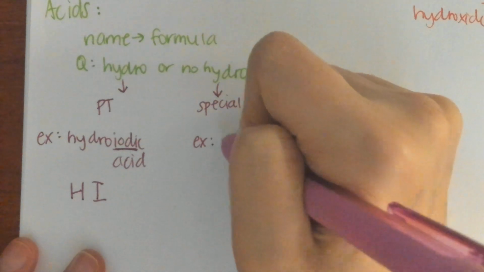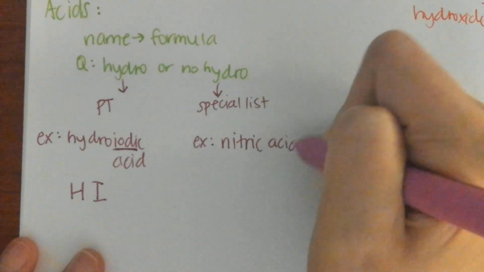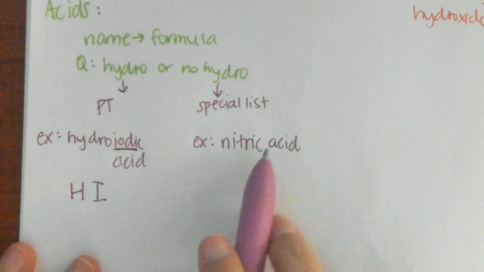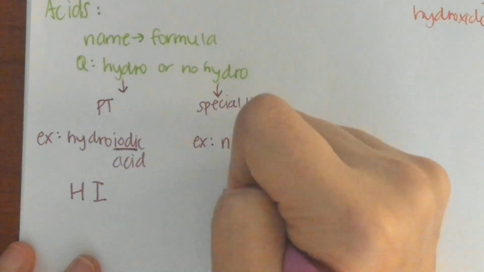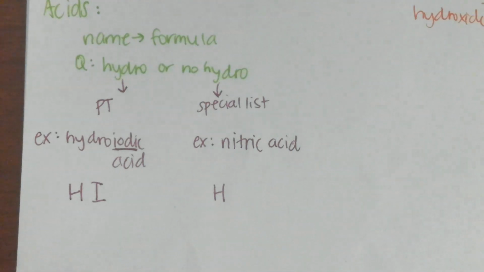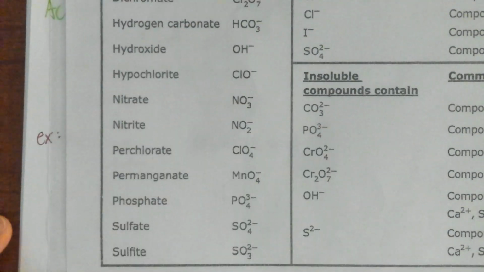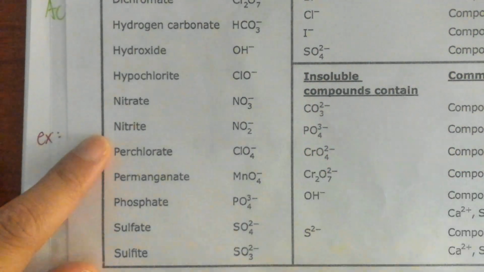Alright, for the special list, there's no hydro, so I'm going to give you nitric acid. Since you see this name and there's no hydro, I have to go to the special list. And again, when you write your formula, always start with an H. And then you look at your list here. So for nitric, I have the option of nitrate versus nitrite. So which one is that?